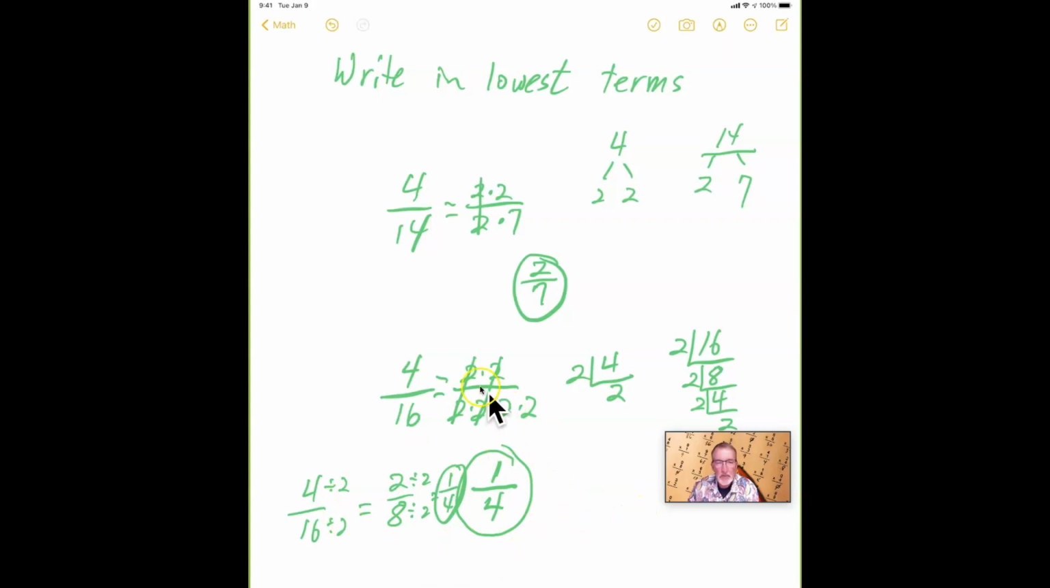Okay. So we had 1 times 1 here for 1 in the numerator, and 1 times 1 times 2 times 2 is 4 in the denominator. All right, so that's how it's done.